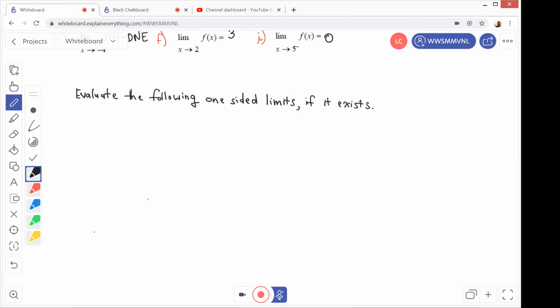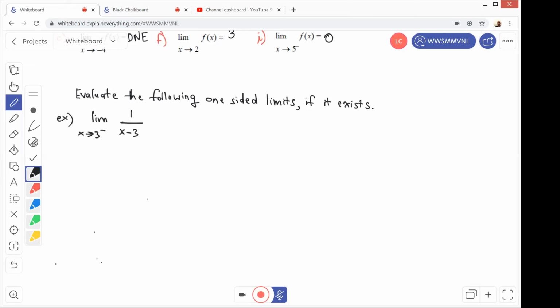So the problem is the limit of radical x plus 3. Actually, let's change up the problem. As I'm writing this, I'm thinking of a different problem. So let's do this: 1 over x minus 3, as x approaches 3 from the left. So that's our limit problem. Evaluate the following one-sided limit if it exists. That's our example.